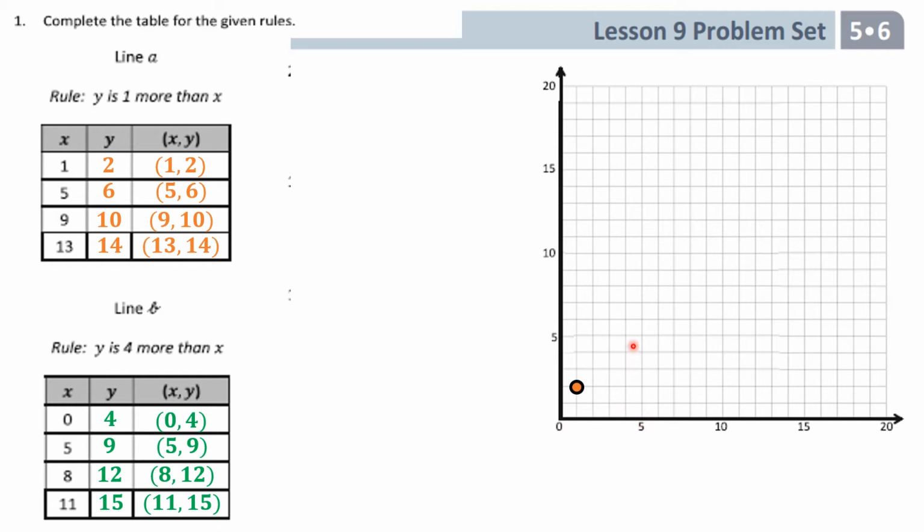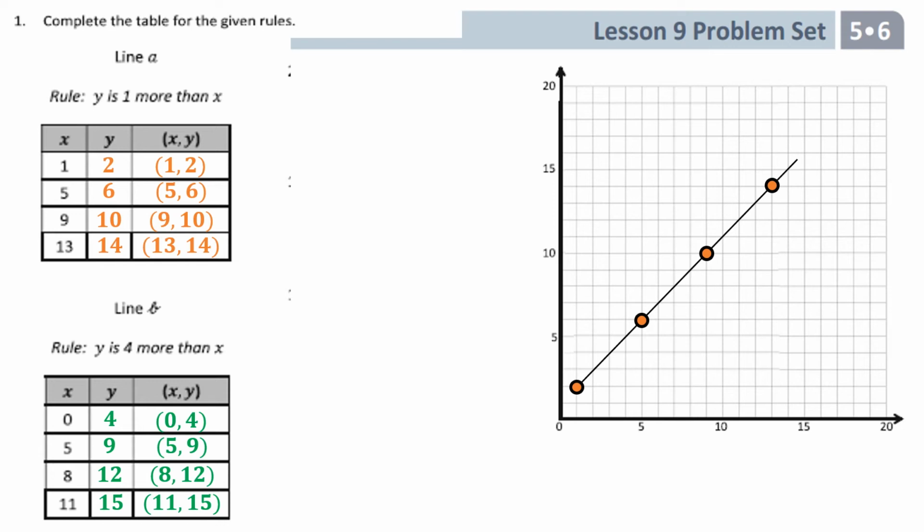Here's 5 on the x, 6 on the y, 9, 10, start at 0, 9 on the x-axis, 10 on the y-axis, and last one, 13, 14, starting at the origin, 0, 0, go over 13 units, go up 14 units, up there. So we have our line A so far. I'm going to draw a line to connect them. I'd like you to do the same using any straight object.